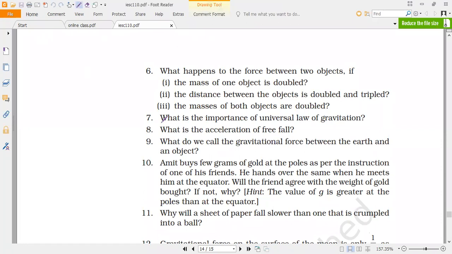Gravitation. Gravitation is not gravity. It is only your 9th question. Read the 9th question, everybody. What is the 9th question? Check it. What do we call the gravitational force between the Earth and the object? Only Earth and the object.